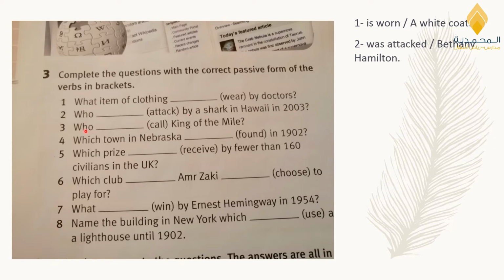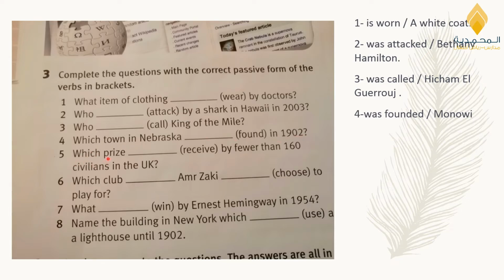3. Who was called King of the Mile? Yes, so who was called King of the Mile? Think. Yes, Hicham El Guerrouj. Next, which town in Nebraska was founded in 1902? What's the correct passive form? Yes, was founded. What was that town? Yes, it was Minoa.